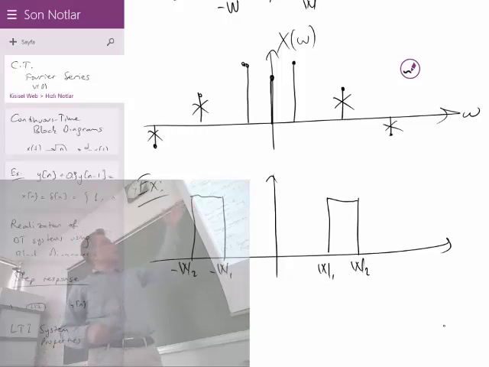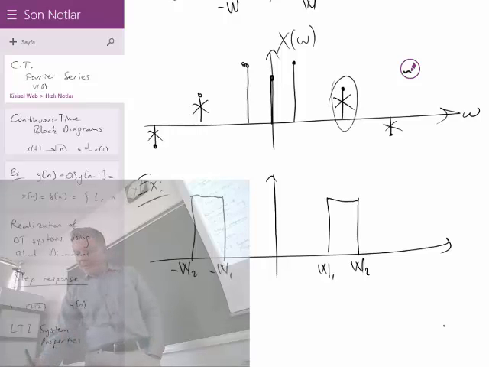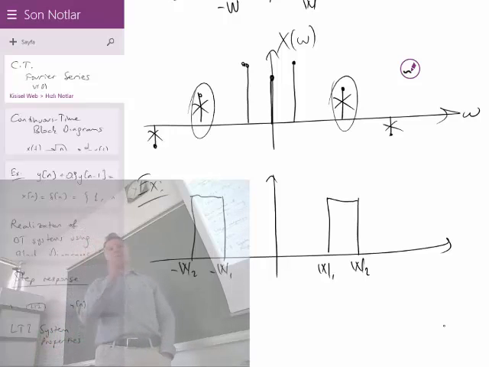If we input the same X of omega at the top into this bandpass filter, probably this time this single component will pass because it fits inside the frequency band. The others will not fit into the frequency band, so they will be attenuated down to 0. This will only pass a band.